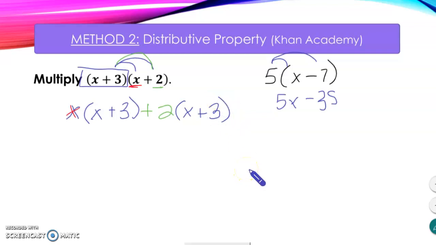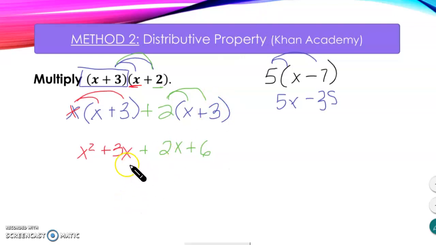And now I actually have to use the distributive property again. We have these other sets of parentheses that we need to continue to simplify. So x times x is x squared. x times 3 is 3x. Then we're going to add on what we get when we distribute this 2 out. So 2 times x is 2x, and 2 times 3 is 6.